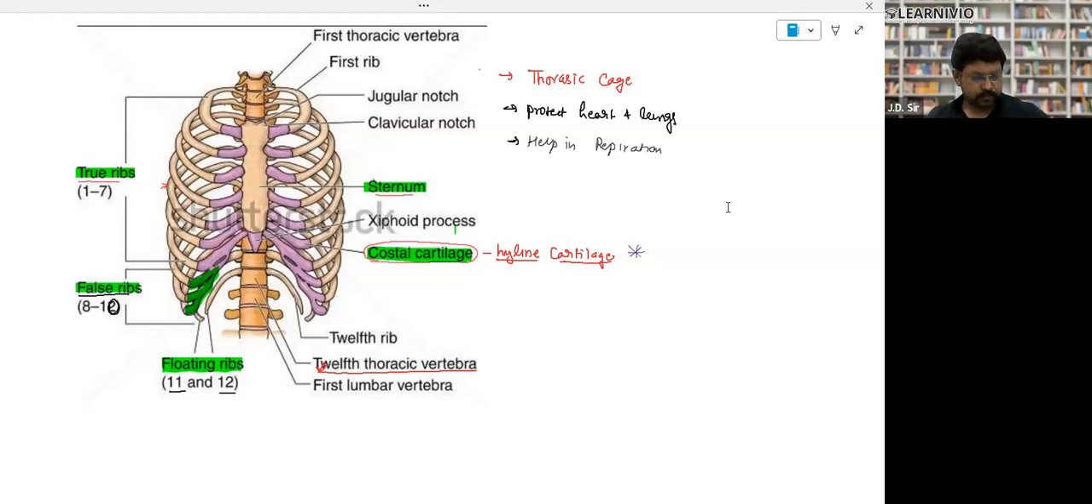So note down some of the points. First point: there are 12 pairs of ribs which form the thoracic cage. Next: the first 7 pairs are called true ribs.